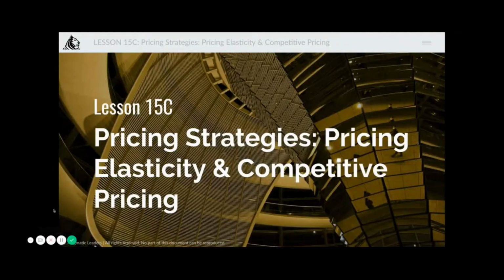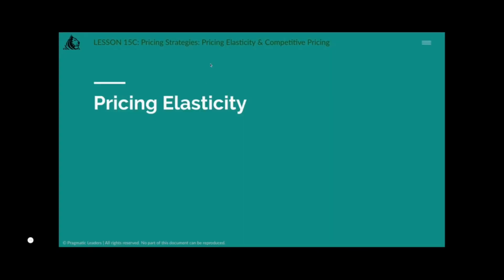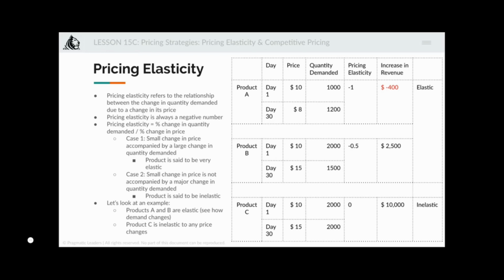Let's understand pricing elasticity and competitive pricing as pricing strategies. Pricing elasticity simply refers to the relationship between the quantity demanded and the change in pricing. As you can see in this table, there are three products: product A, product B, product C. Product A has $10 pricing on day 1 and $8 on day 30. The quantity demanded moved from 1000 to 1200.